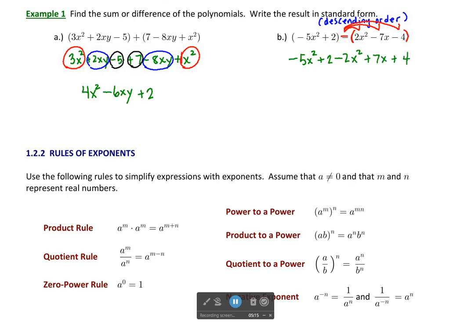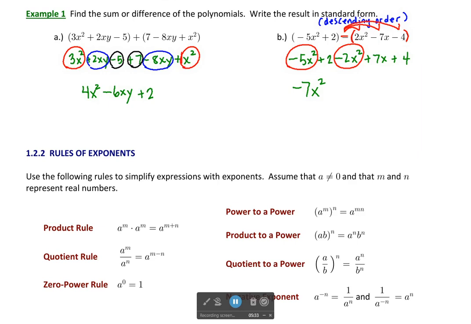Our goal now is to identify like terms. I'm going to start with the highest exponent, negative 5x squared. Combine it with like term, negative 2x squared. Negative 5 minus 2 gives me negative 7. So those combine to give us negative 7x squared.